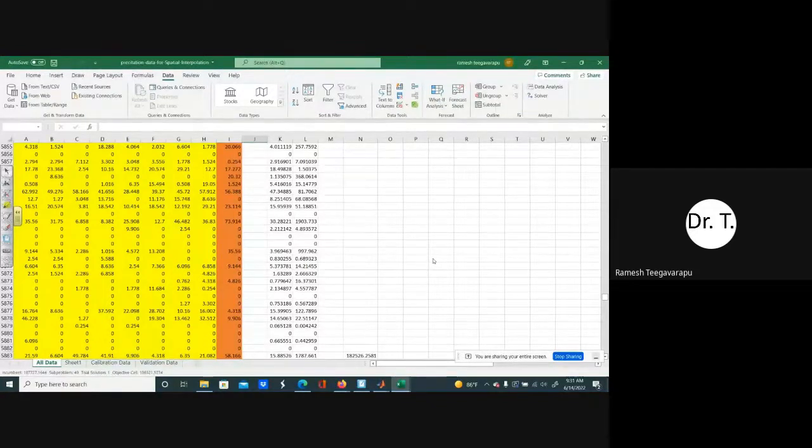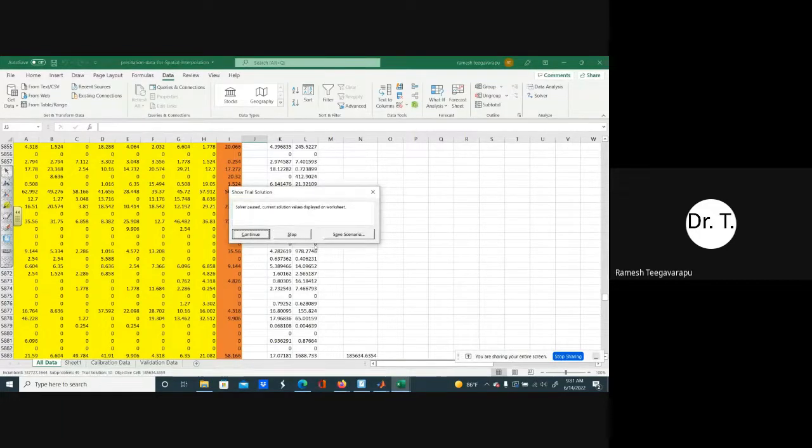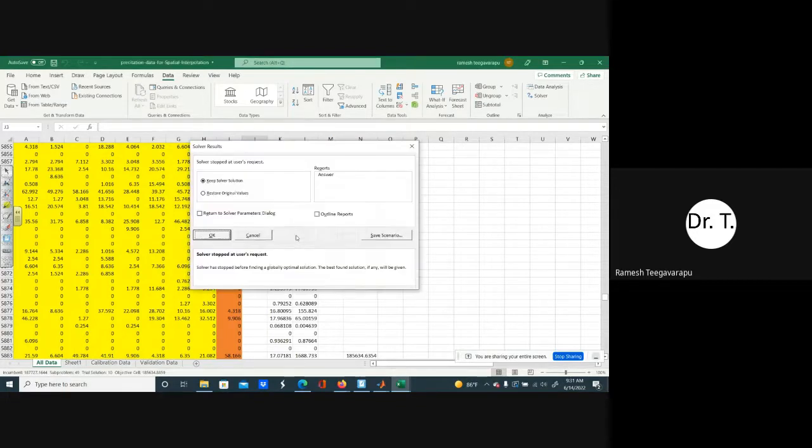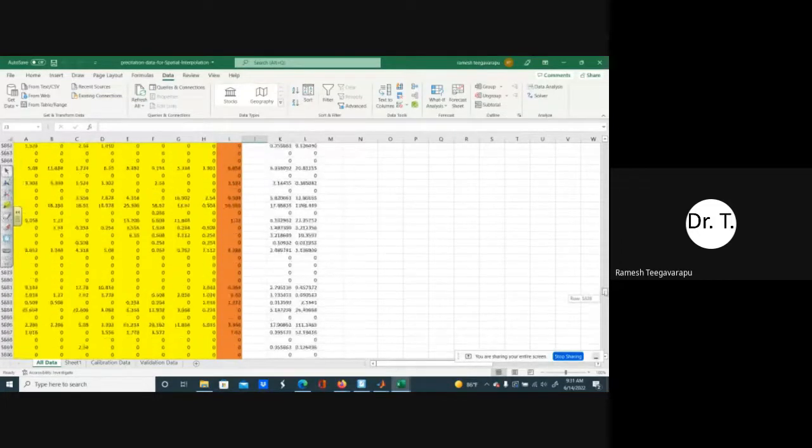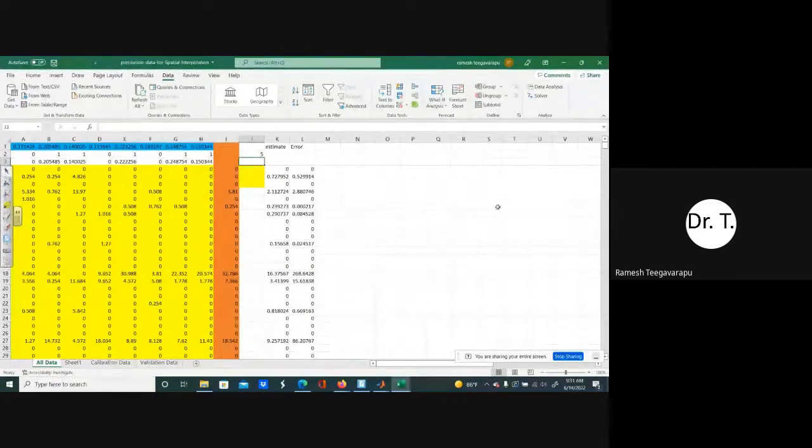Unfortunately, this is taking more time, but ultimately, I can pause the solution and see what is the scenario. So I'll stop it and see what happens. Let's go up and see. So if you see here, it has selected 1, 2, 3, 4, 5. It is still trying to optimize the weights, so it is in that process. But it only selected 1, 2, 3, 4, 5.